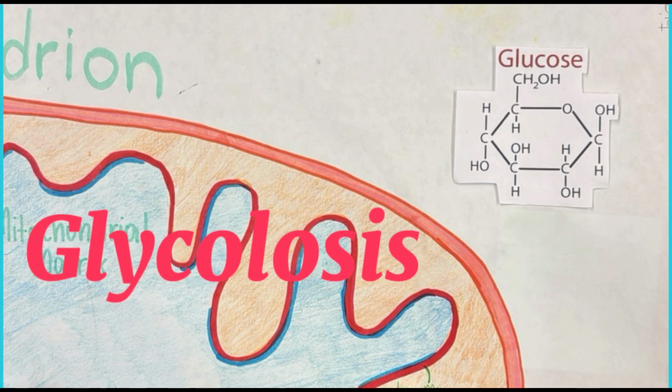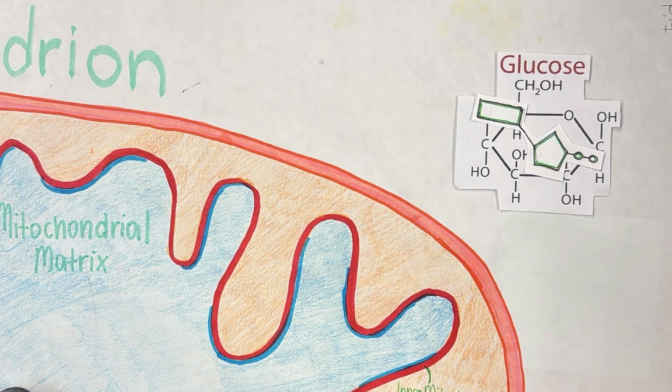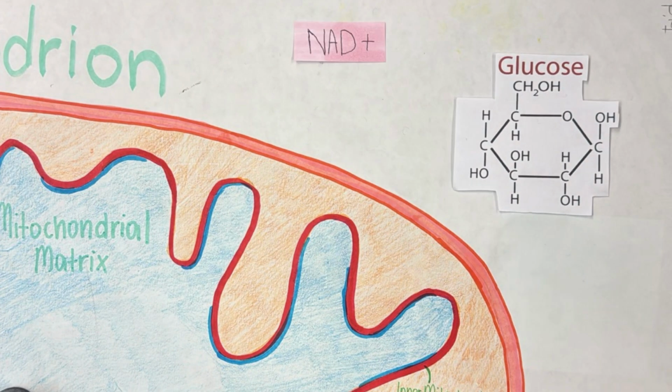Glycolysis is the first step of cellular respiration. It happens in the cytoplasm of the cell and doesn't need oxygen. One glucose molecule, which has 6 carbons, is split into 2 smaller molecules called pyruvate.